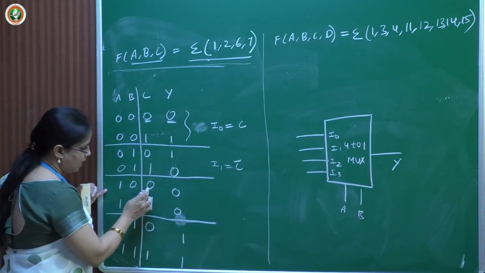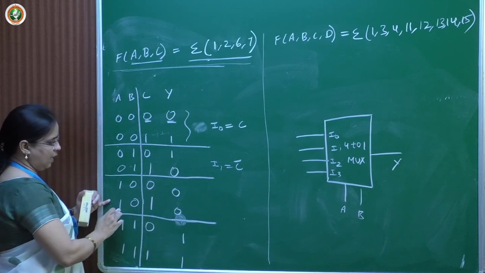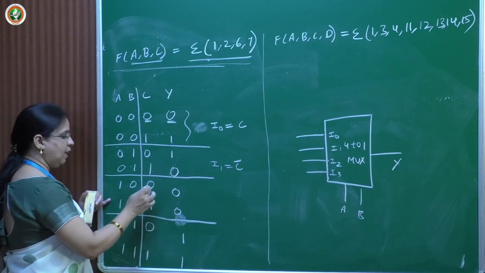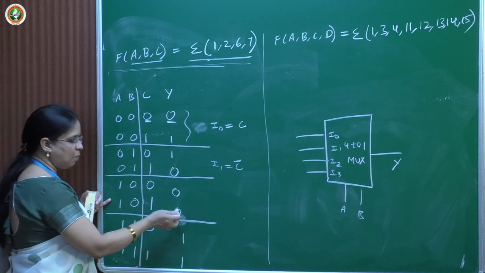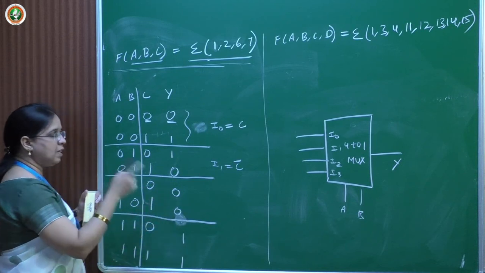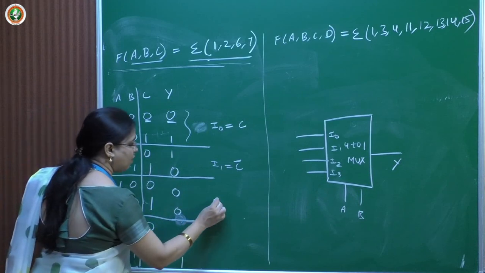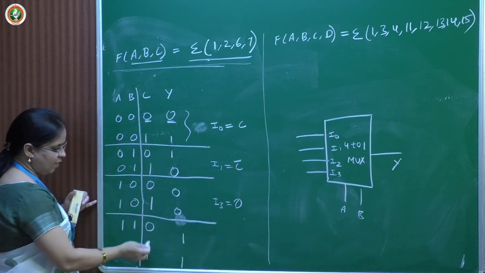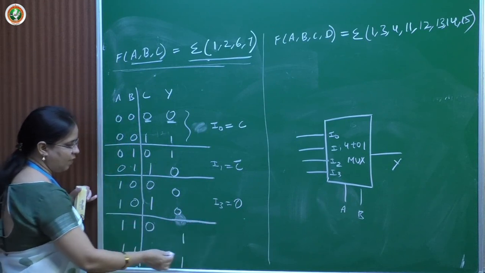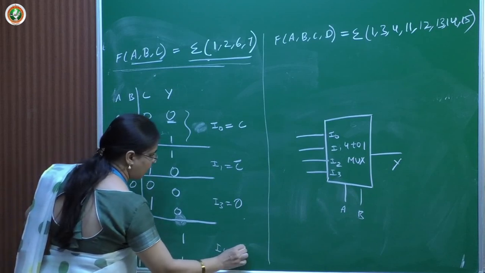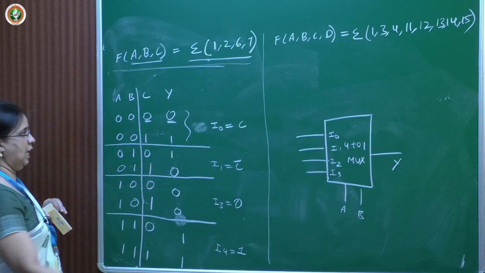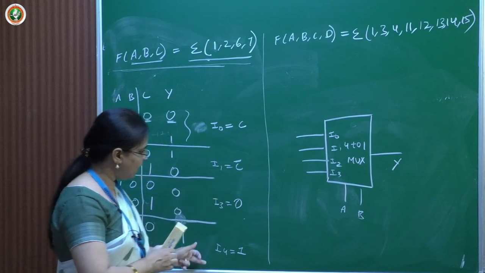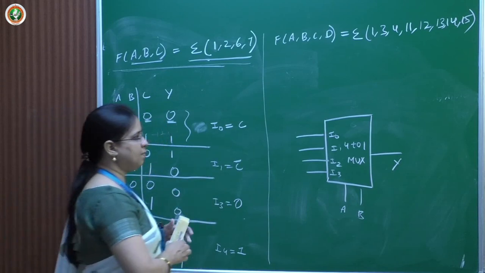Then next. A and B values are same. Now, C value is 0. Still output is 0. Even if I change the C value to 1, the output is still 0. Means the output doesn't depend on C value. Irrespective of the C value, I am getting the value as 0. In a similar fashion, if I look at the last row, irrespective of C value, I am getting the value as 1. Now you can see, we had actually 8 data inputs. I have converted 8 to how many data inputs? 4. Okay, so now let us make the connections.